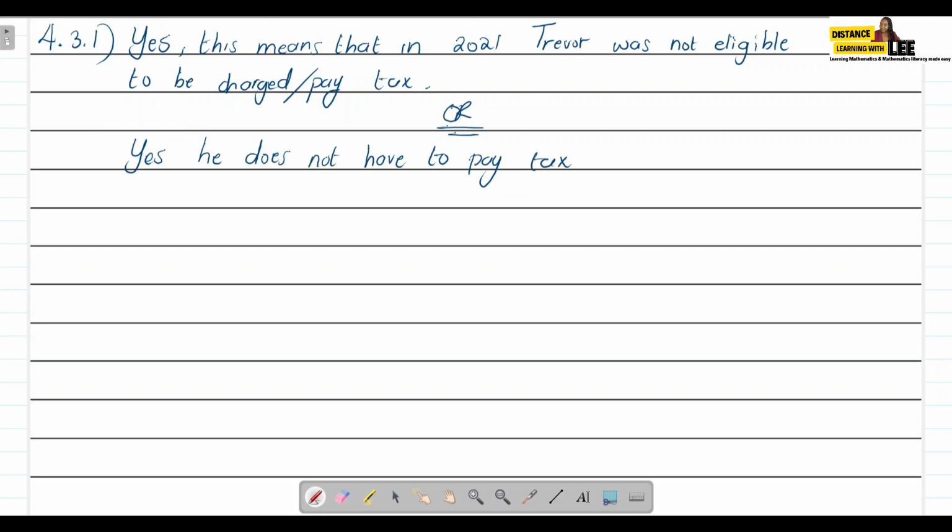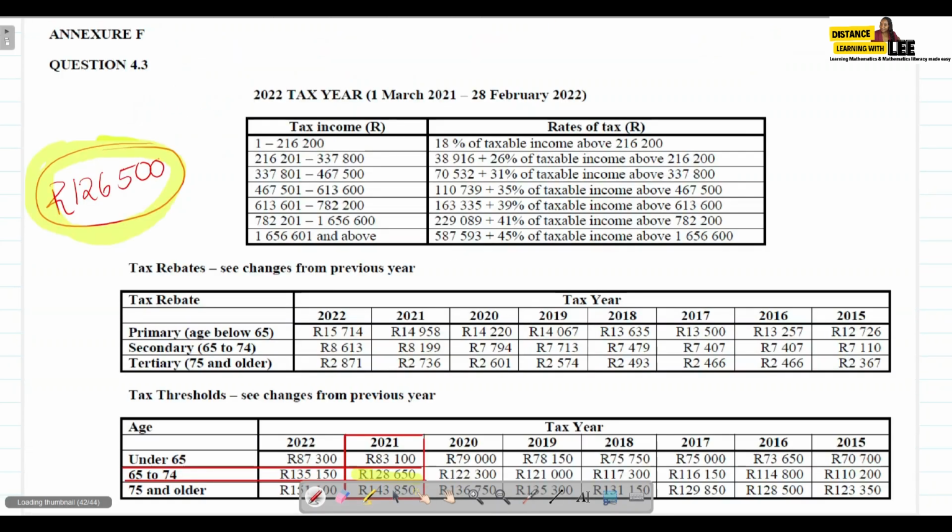For that, you'll get 1 mark for saying yes, and then you'll get another mark for your explanation as to what the tax threshold means. That is 2 marks. Let us go on to the next question.